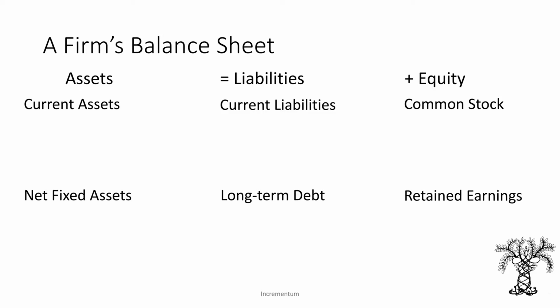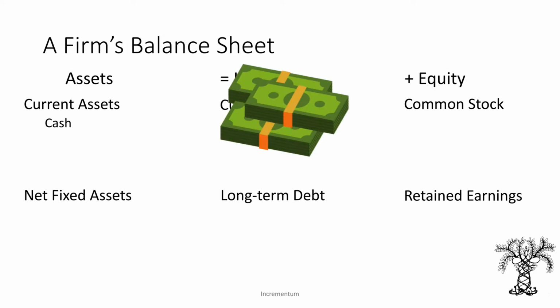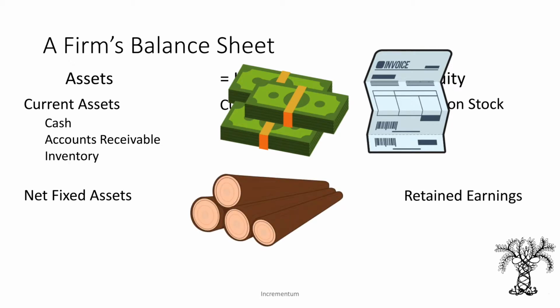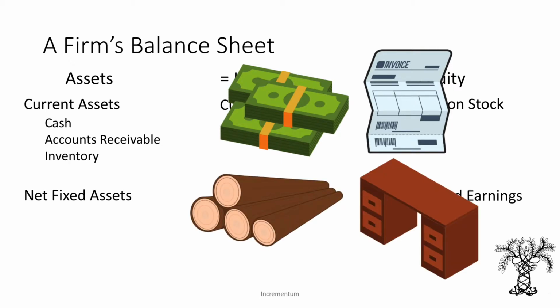So now let's look at it in a bit more detail. Current assets can be in the form of cash, accounts receivable, which remember are sales that we made, but we just haven't collected the cash yet, so we're waiting to receive cash from our customers, and then inventory, which can be in the form of raw materials or finished goods.